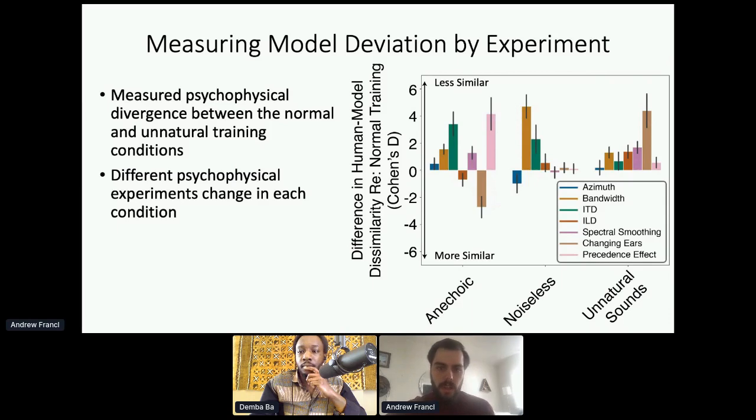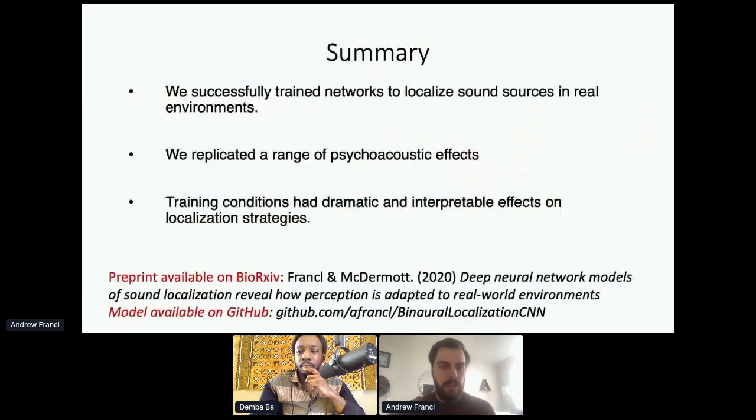So in conclusion, we successfully trained neural networks to localize sound sources in a real environment. And then we showed that that model replicates a range of human psychoacoustic effects. And then lastly, we showed that training conditions had dramatic and interpretable effects on these localization strategies.